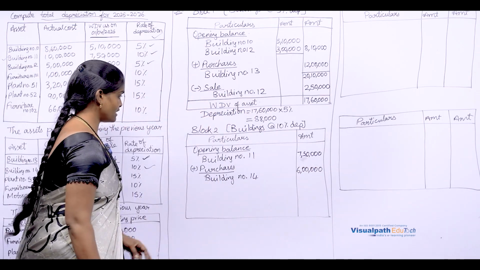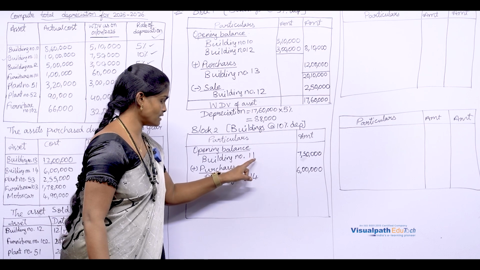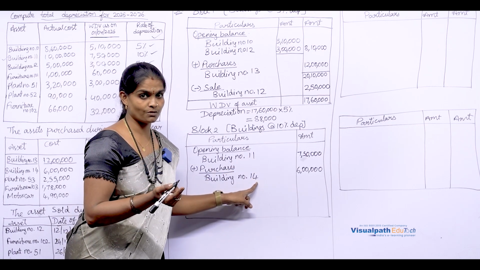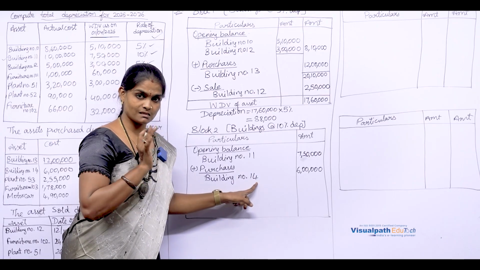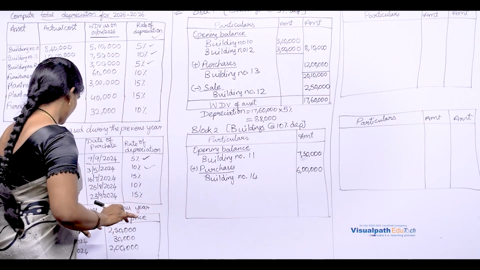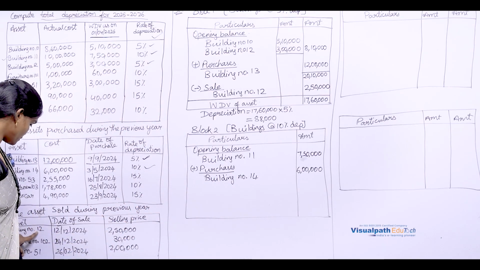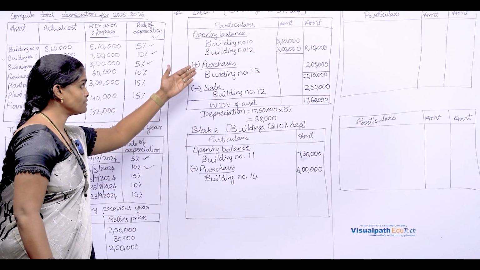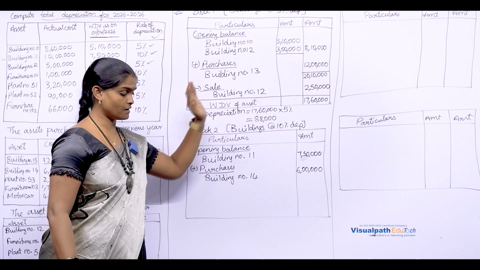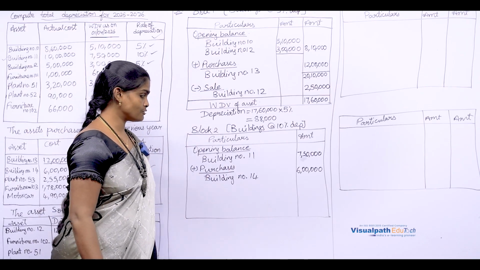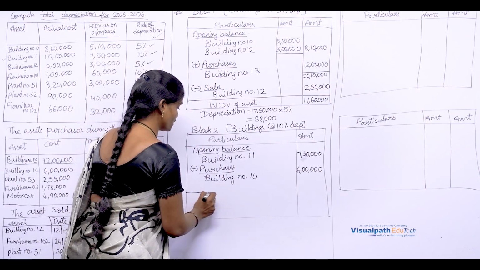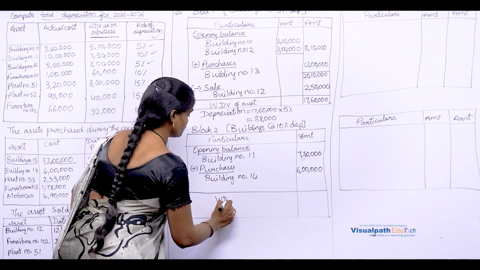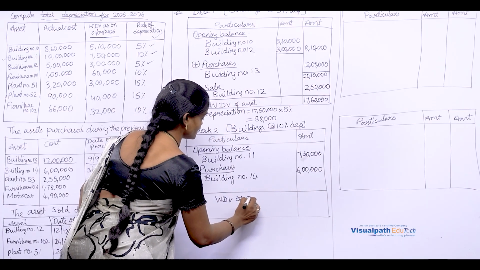Now, is there any sale? You have building number 11 and building number 14. Now you have to cross check with the question whether it is sold or still existing in the business. Now see the sale details here. Building number 12 is sold. No other building is sold. Only 12 is sold, which we have shown in the previous block itself. Okay. Now nothing is sold. Now if you add these two, you will get the written down value of asset.